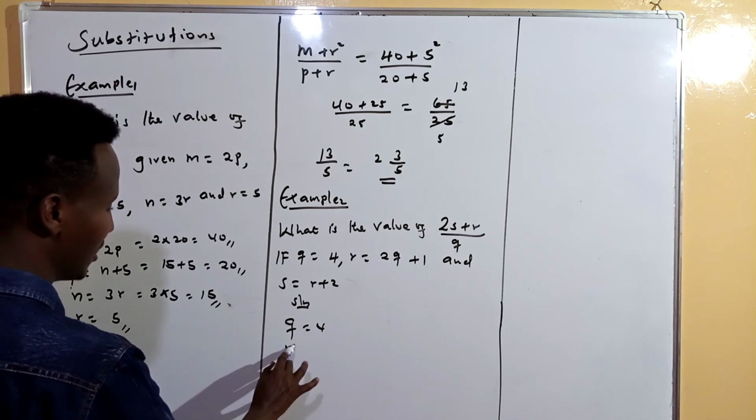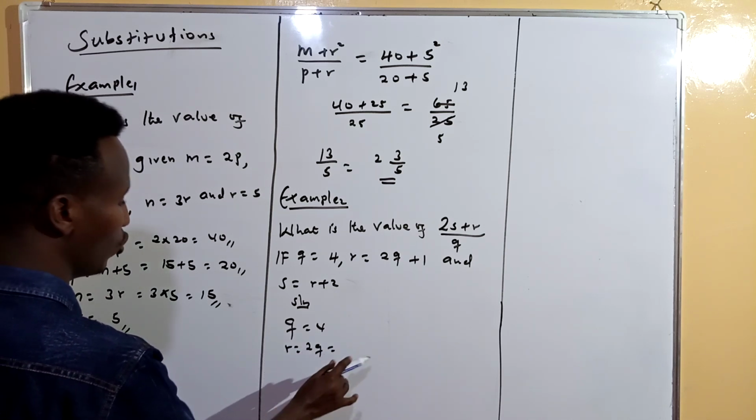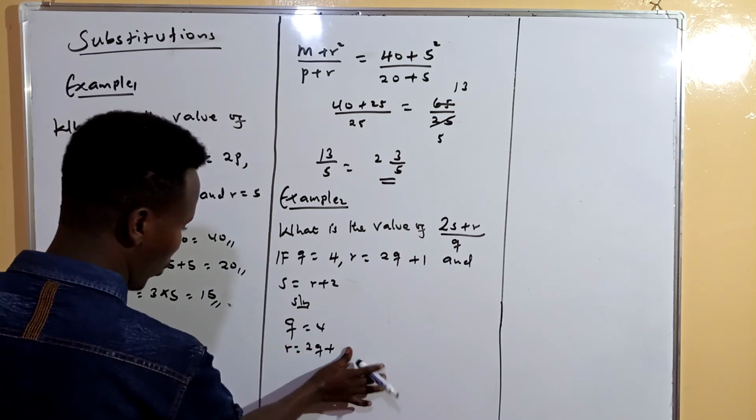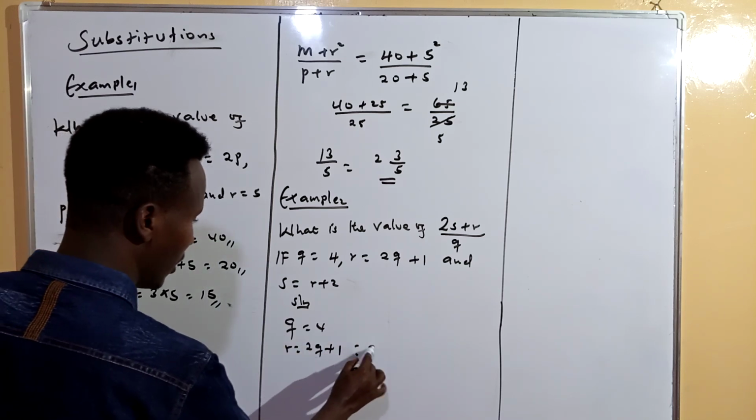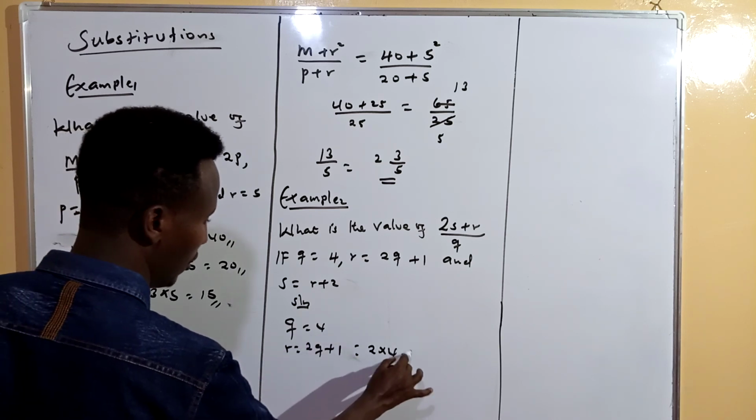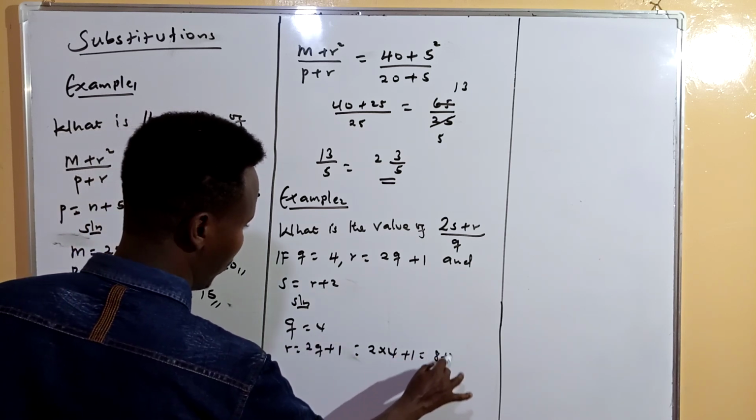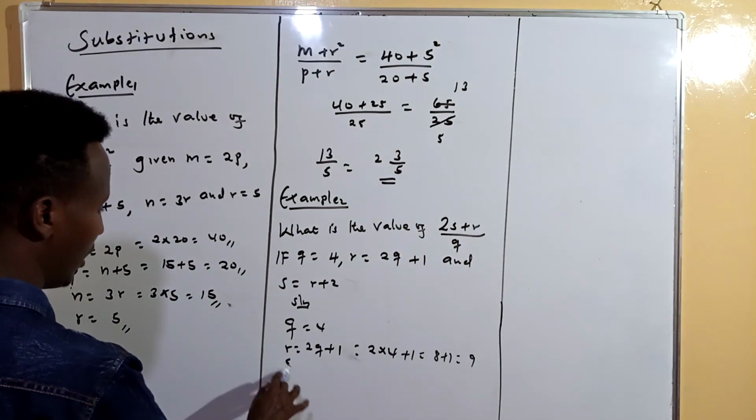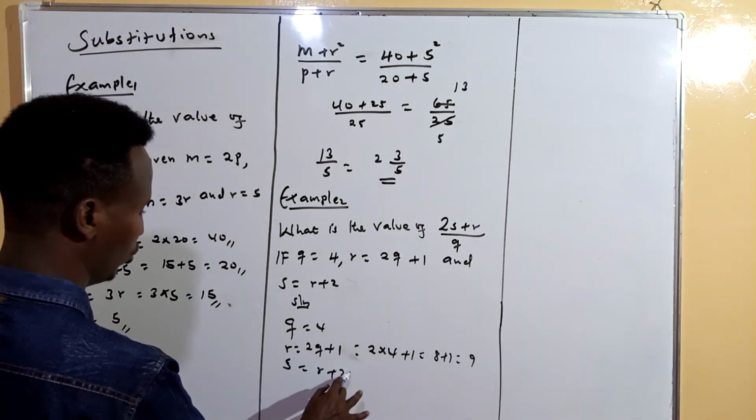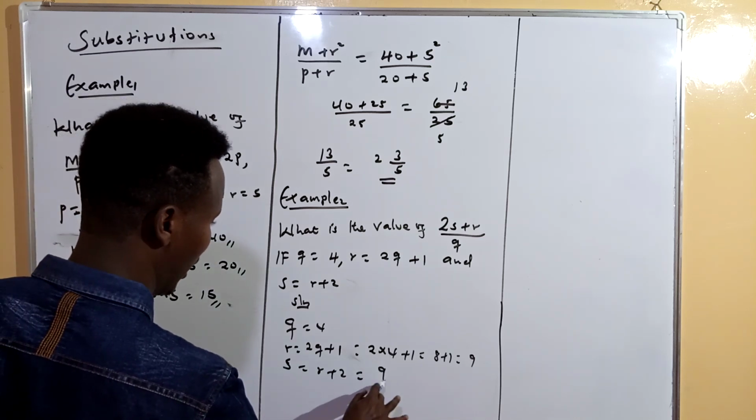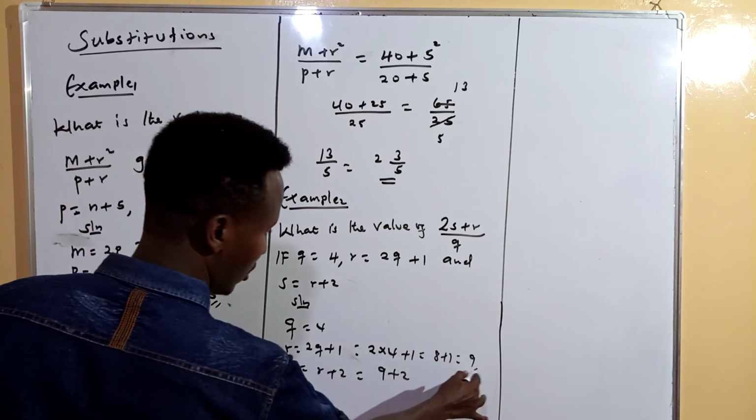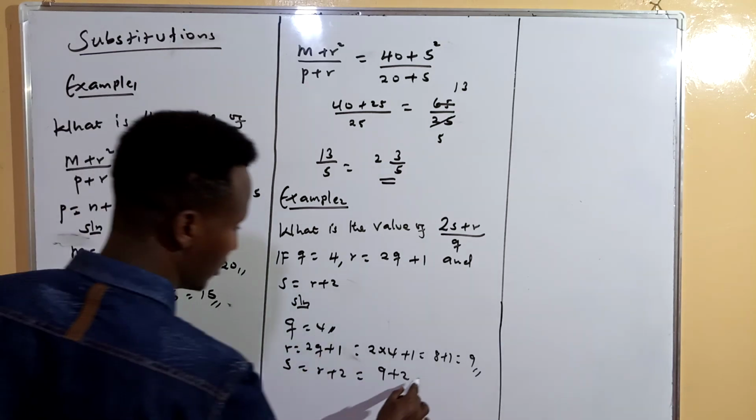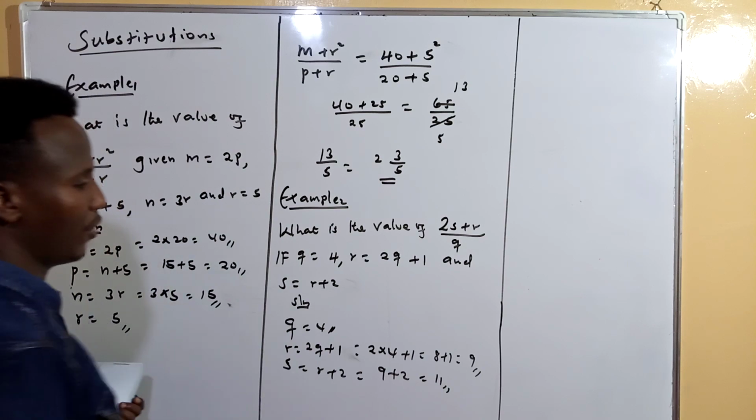Then r is equal to 2q plus 1. That means 2 times the value of q plus 1. So you're going to say 2 times 4, because q is 4, plus 1. That will give us 8 plus 1, which is 9. Then our s is r plus 2. So it will be 9 plus 2, because r is 9, don't forget. So s is 11.